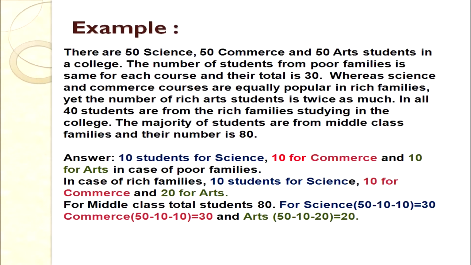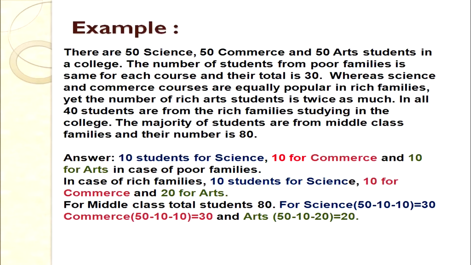Once we know different types of tables, we can discuss how to construct a table. Let us see with the help of an example. Now, we have done the parts of a table, I know how to do it, what are the different parts of the table. After that, I have learned the different types of table, I can construct a table. So, when we talk about the example over here, there are 50 science, 50 commerce and 50 art students in a college.